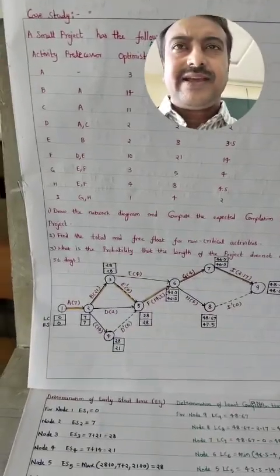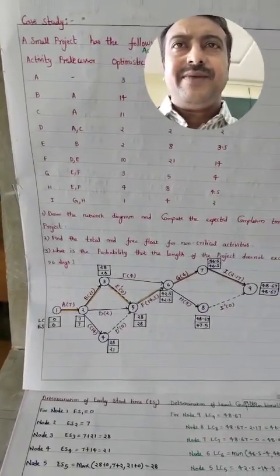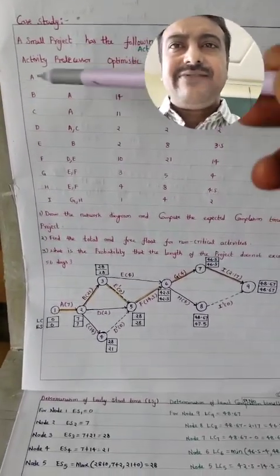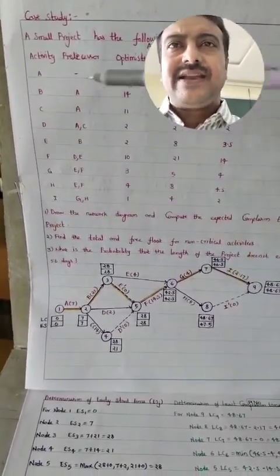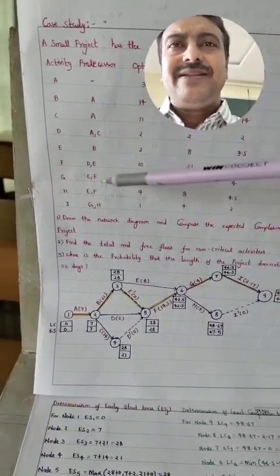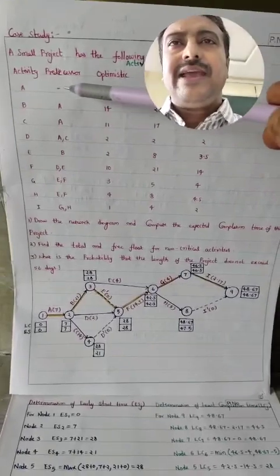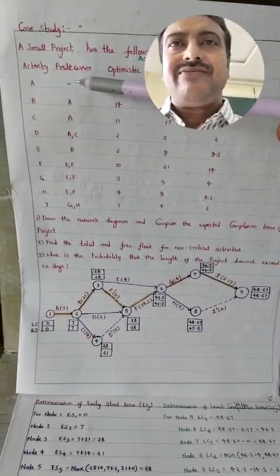Let me take a case study on PERT CPM. A small project has the following details. Here the activities A, B, C, D, E, F, G, H, I are given, and the predecessors means the activity which occurs before are taken. A is the first activity, there is no activity before it.